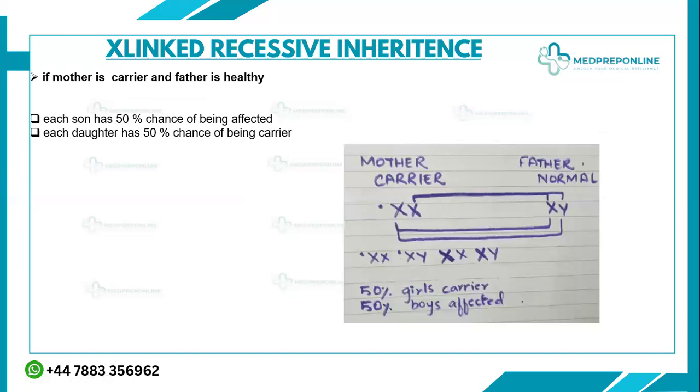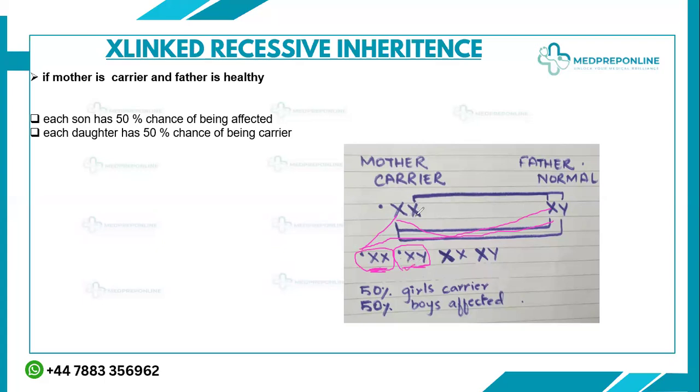Now the condition: if the mother is a carrier and the father is healthy, what will happen? So the mother is a carrier and has an X genetic mutation, and when we make the cross, the father is normal. So when we do this cross, we are going to get XX. This is a female with one genetic mutation, a carrier. Then we have XY. Again we have a genetic mutation, but this is a male. That means the male has one genetic mutation, and there is no other X chromosome for compensation, so this is an affected boy.